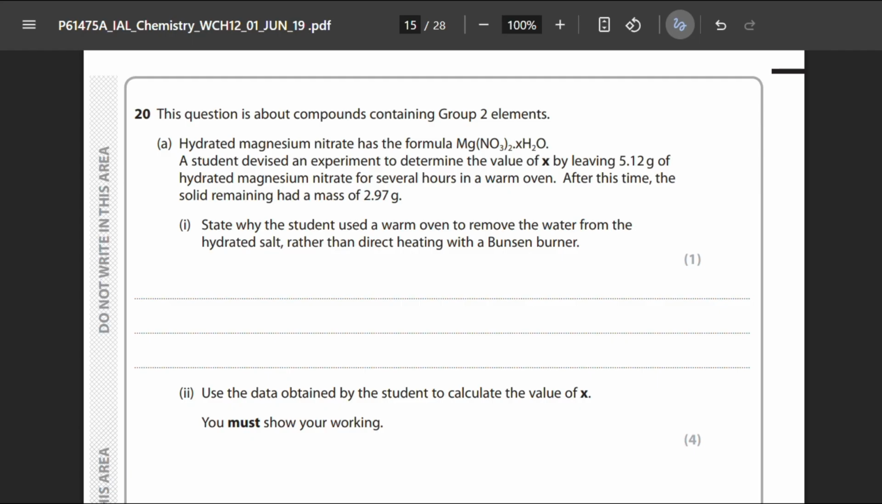Now the question in part 1: state why the student used a warm oven to remove the water from the hydrated solid rather than direct heating with a Bunsen burner. Because direct heating can decompose the magnesium nitrate. So obviously it's not recommended. So to avoid the decomposition of magnesium nitrate, a warm oven is used.